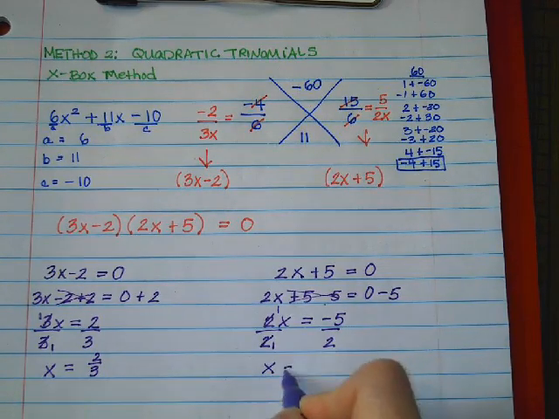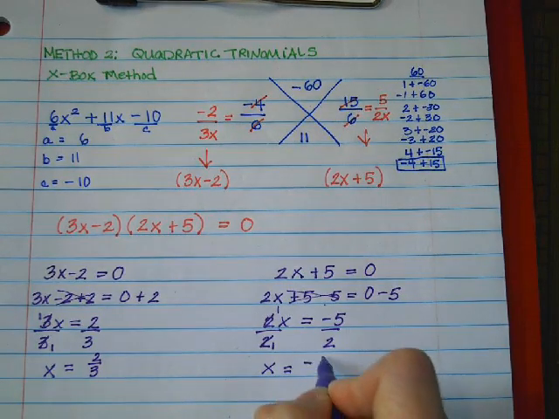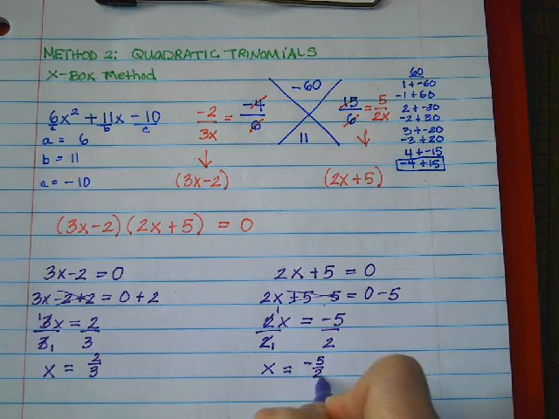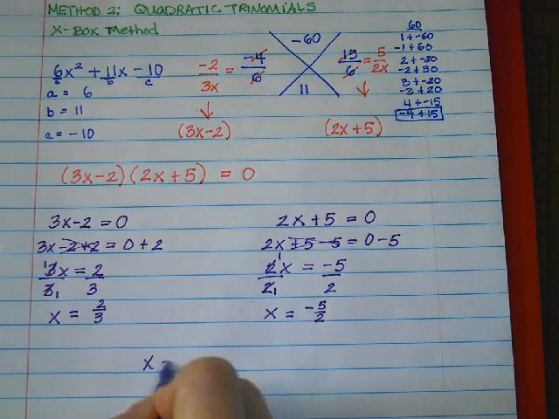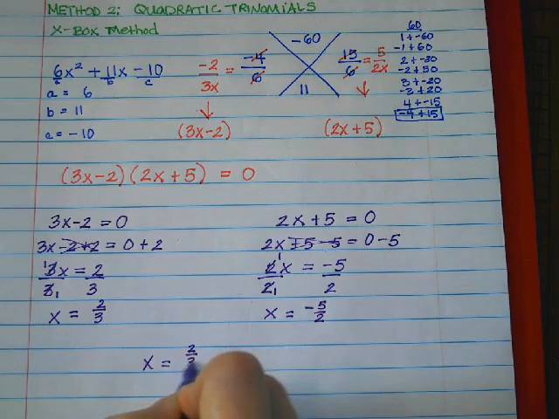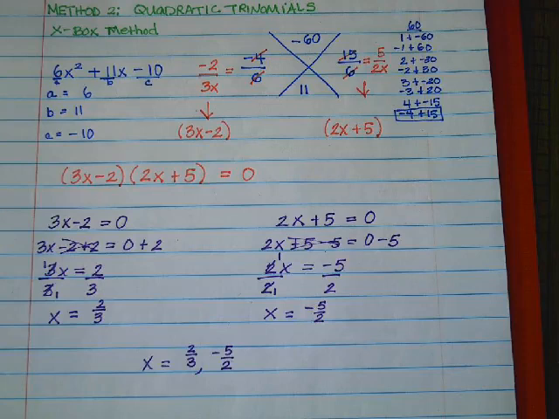And we cannot reduce 5 over 2. This is an improper fraction. We do not change it to a decimal. We leave it as an improper fraction if we cannot reduce it. So it just stays negative 5 over 2. So our final answer would be x is equal to 2/3 and negative 5 over 2. Fantastic.